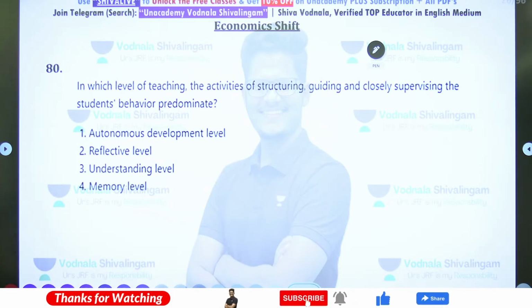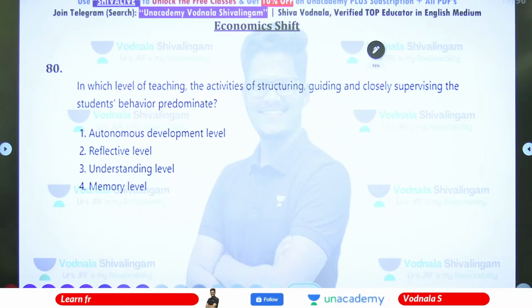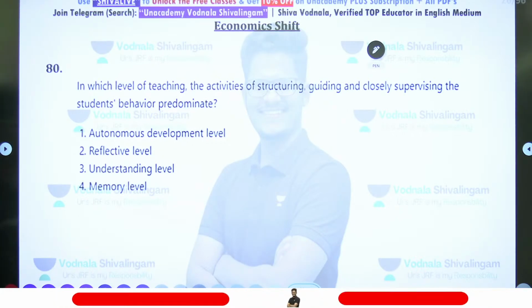Next. In which level of teaching the activities of structuring, guiding, closely supervising the student's behavior predominate? Autonomous development level, reflective level, understanding level, memory level.